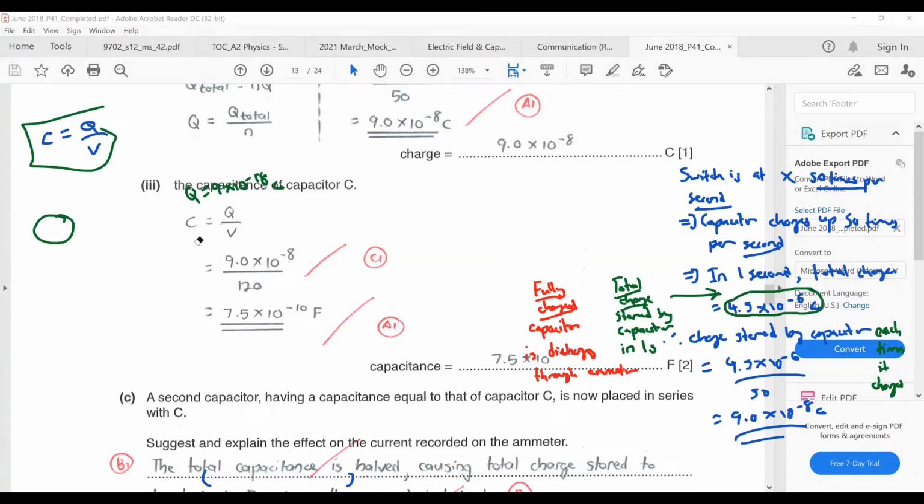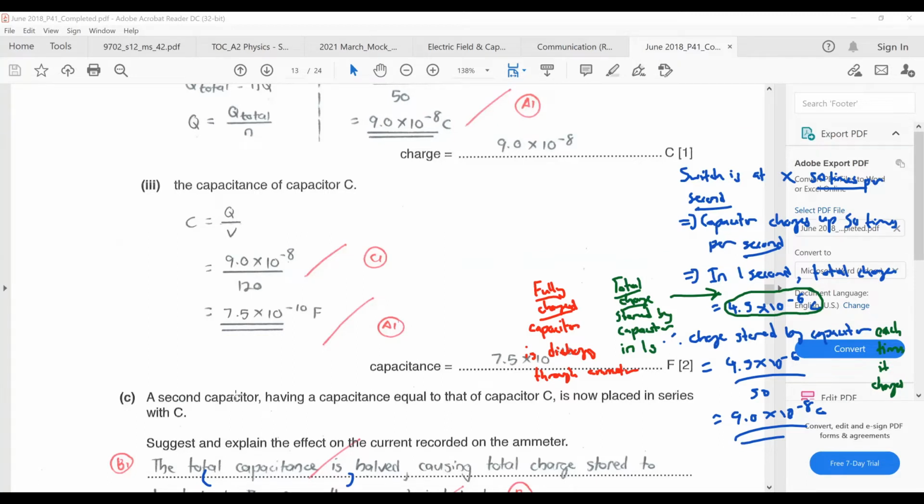Then after that, if you just go on to the next question, they will ask you now: you have a second capacitor having a capacitance equal to that of capacitor C, which is now placed in series with capacitor C. Suggest and explain the effect on the current recorded on the ammeter.